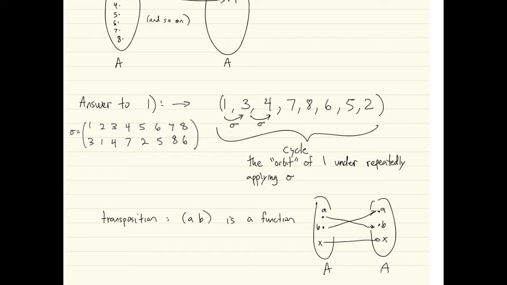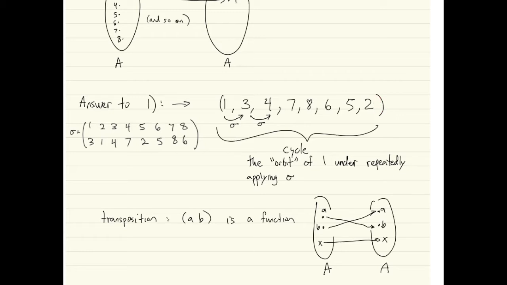And we just continue that process. Sigma sends 4 to 7, so we write down 7 next. 7 goes to 8, then 8 goes to 6, so then we write down 6. 6 goes to 5, and then finally sigma sends 5 to 2. And then what does sigma send 2 to? It sends it back to 1. And so instead of writing 1 again, this is the first time we've encountered a number that's already been written down, and so we close the cycle.